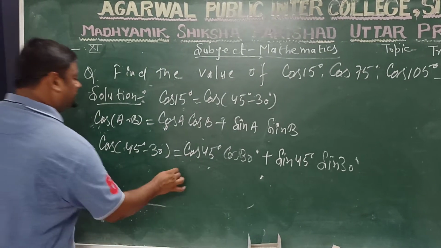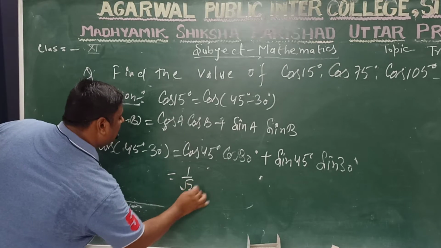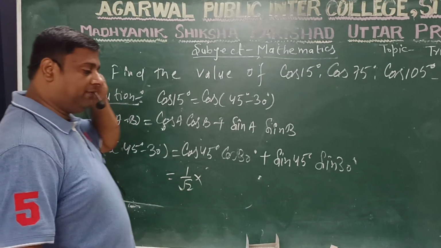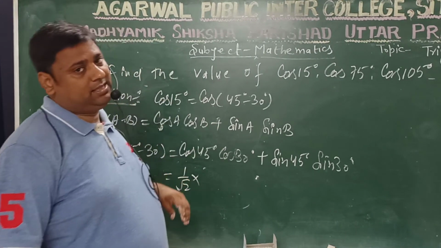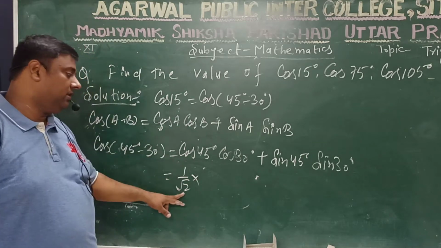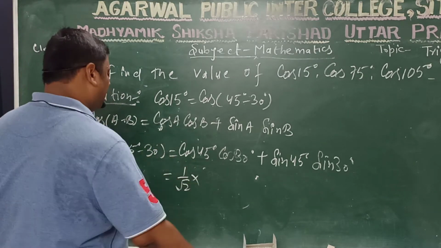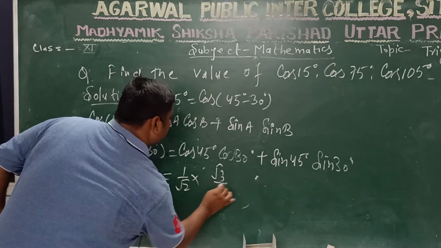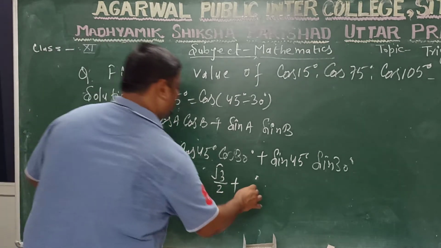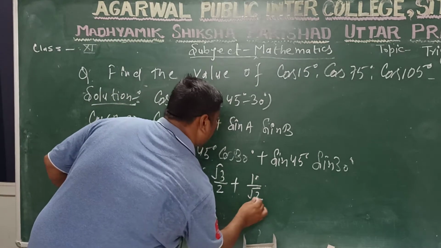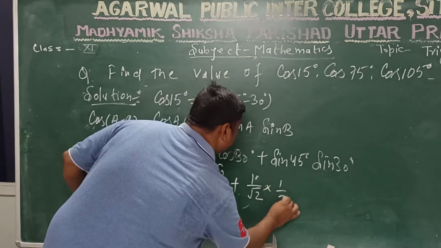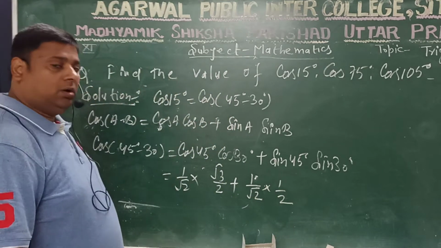Okay, my dear student. And what is the value of cos 45? Again, the values of cos 45 and sin 45 are the same. So cos 45 is 1 by root 2. What is the value of cos 30? Root 3 by 2. Value of sin 45 is 1 by root 2. Sin 30 here is 1 by 2. Okay, my dear students.